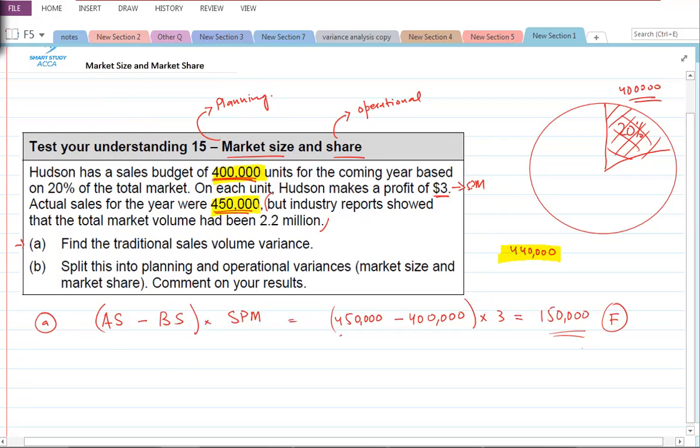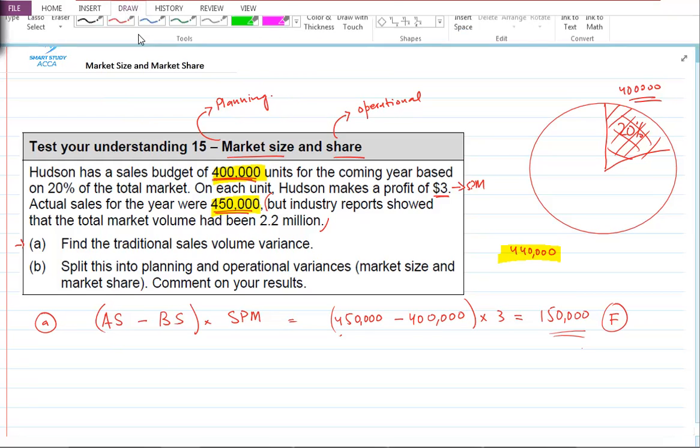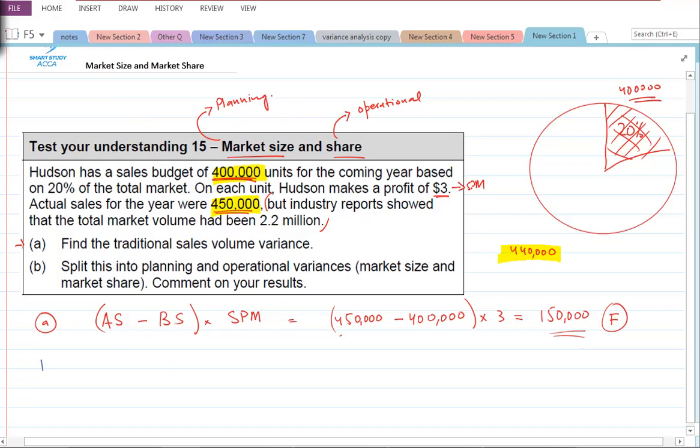Okay. Now, if you have to calculate the planning and the operational variance, remember the rules that I gave you. What do we do in planning variance? We substitute the actual with the revised standard. So if you see the formula above in part B, the planning variance is market size, right? The rule is to substitute actual with revised standard. So here is the actual number of units and we are going to substitute that with revised sales, which is 440,000.